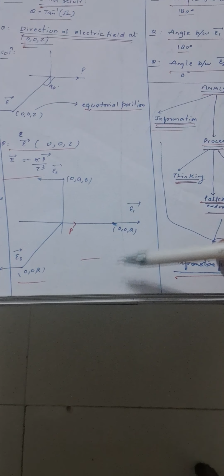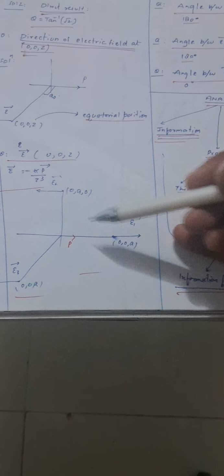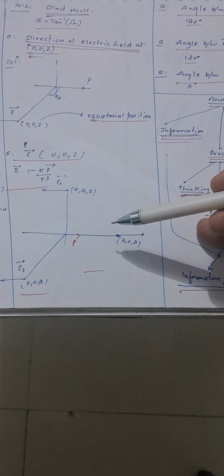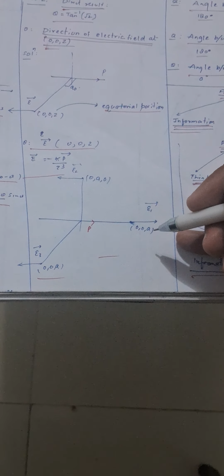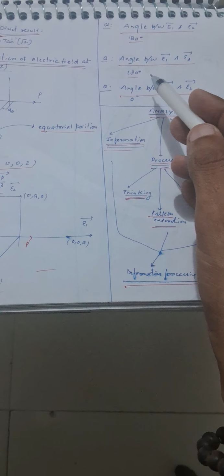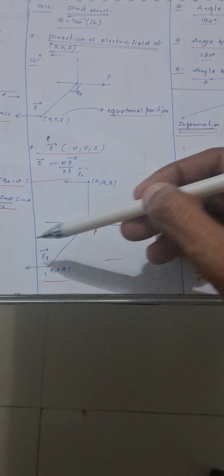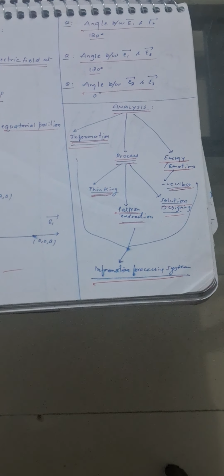Now if we analyze the vectors, we can say that the angle between E1 and E2 is 180 degrees, as the vectors are opposite to each other. Then between E1 and E3, E1 is here, E3 is here, they are also anti-parallel, so the angle here is also 180 degrees. Then between E2 and E3, we can say that E2 and E3 are parallel to each other, so the angle here is 0. So this is what we can analyze.